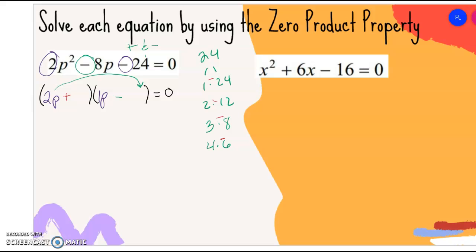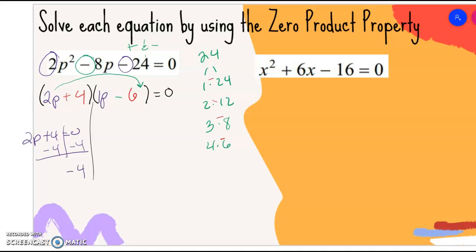Negative 12 plus 4 does in fact give me a negative 8. Woohoo! So there are my two numbers, positive 4 and a negative 6. Again, now we factored them out, and the only difference between factoring and the zero product property is setting them both equal to 0. So now I'm going to set them both equal to 0 and solve for p.